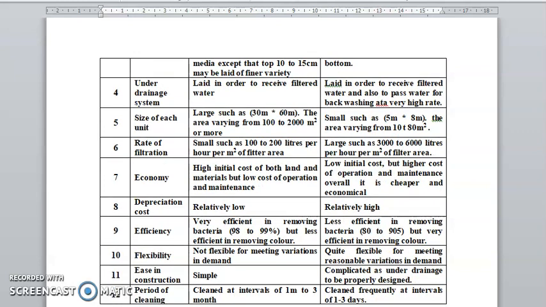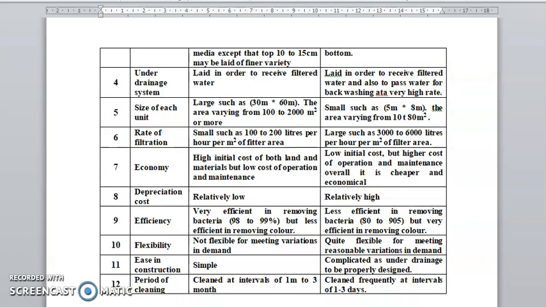Now, period of cleaning. In the slow sand filter, cleaning is at an interval of 1 to 3 months. In the rapid filter, the cleaning frequency is at an interval of 1 to 3 days.